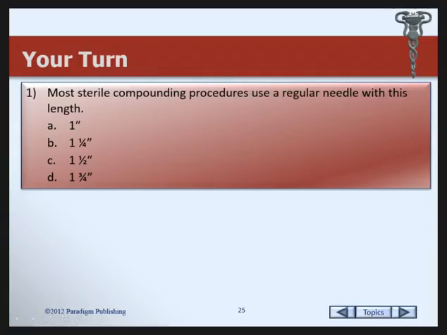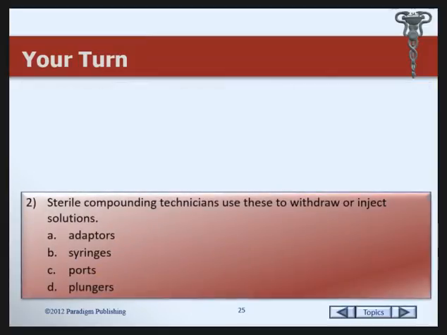Now let's have some questions. Most sterile compounding procedures use a regular needle that is this length (1.5 inches). Sterile compounding technicians use these to withdraw or inject solutions. Syringes.